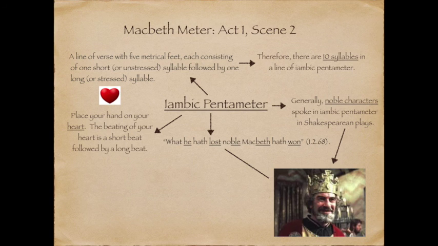And iambic pentameter has 10 beats. Ba boom, ba boom, ba boom, ba boom, ba boom. A short followed by a long. What he hath lost, noble Macbeth hath won. And a good way to remember iambic pentameter is just to place your hand over your heart. Ba boom, ba boom, ba boom. A short beat followed by a long beat.